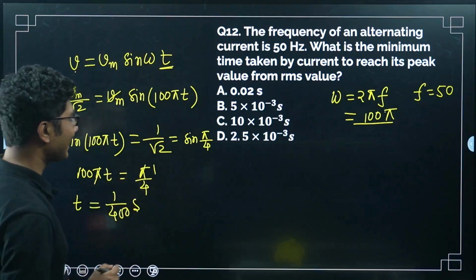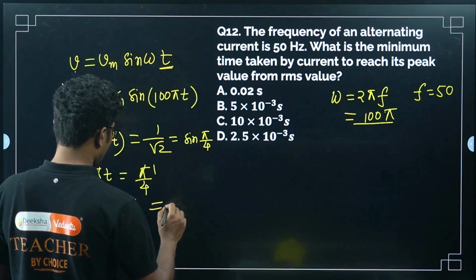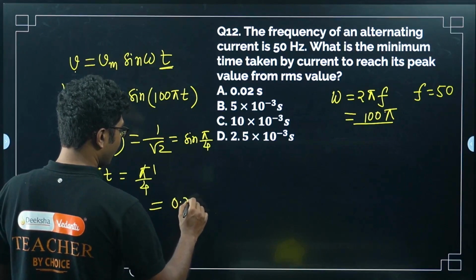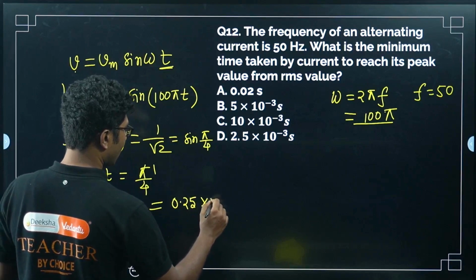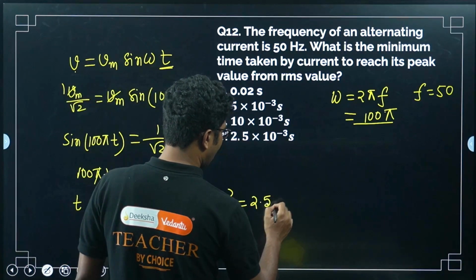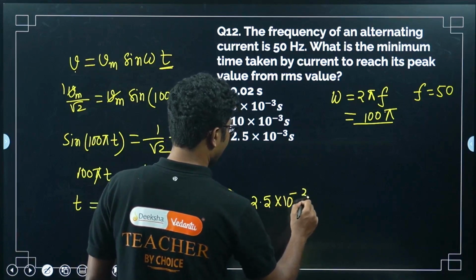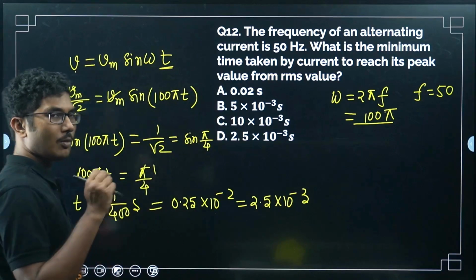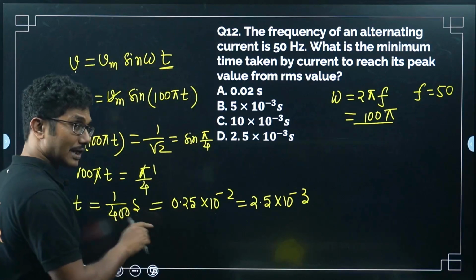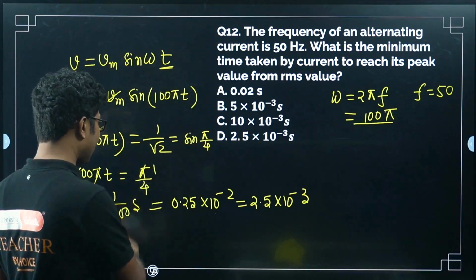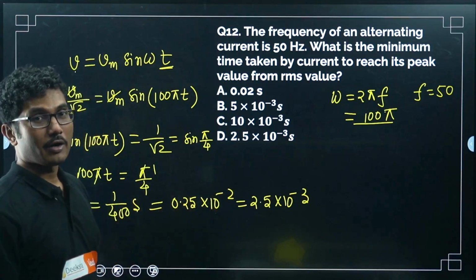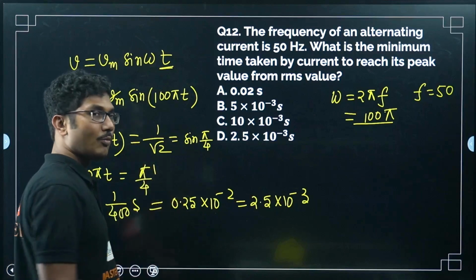1 by 400 second. That means 1 by 4, that is 0.25 times 10 to the power of minus 2 or 2.5 times 10 to the power of minus 3. So 1 by 4 means 0.25, right? 1 by 4 means 0.25 and there was 100 multiplied. So what I have done, I have taken that 100 that was in the division, so I have written this as 10 to the power of minus 2 and 1 by 4 is 0.25.